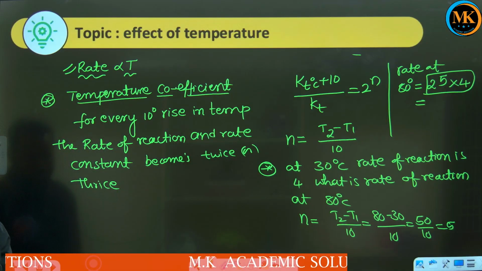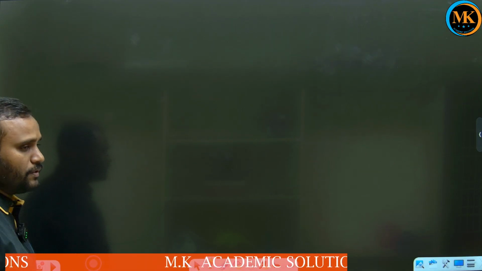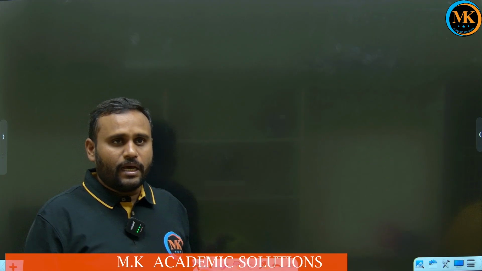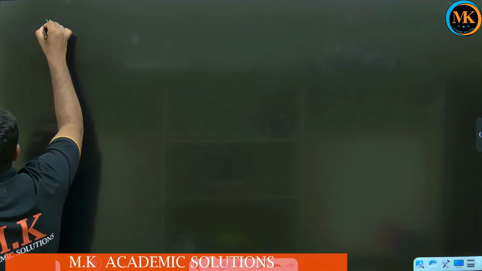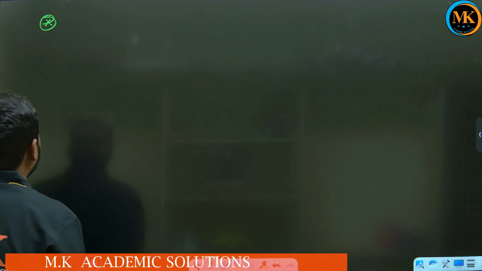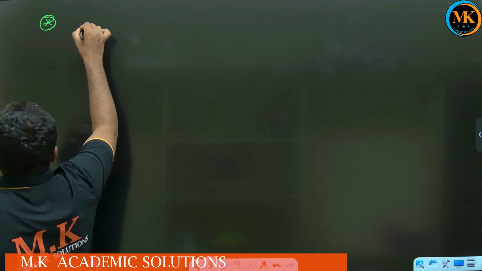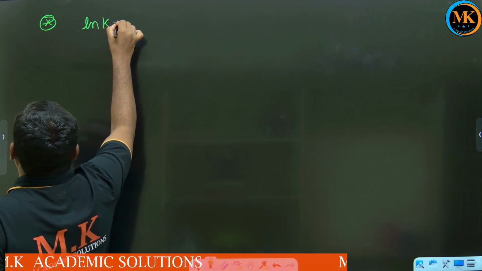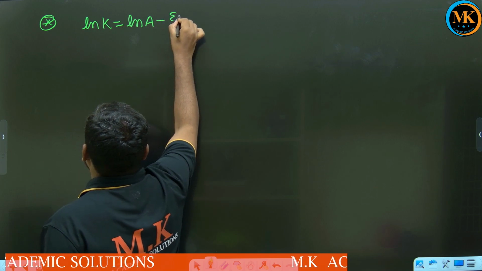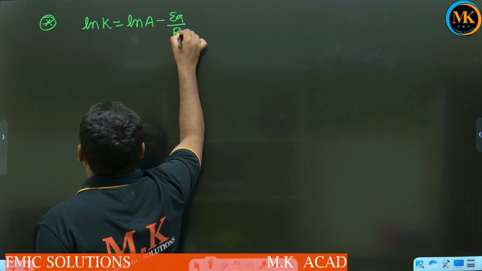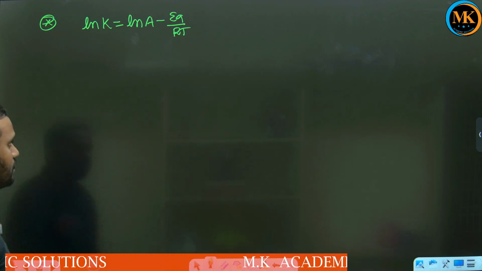Okay. Next, let us see the Arrhenius equation at different temperatures. Okay, what do we need to discuss? Arrhenius equation at different temperatures. Okay, so what is the Arrhenius equation? We know that is ln k equal to ln A minus Ea by RT. So this is the Arrhenius equation.